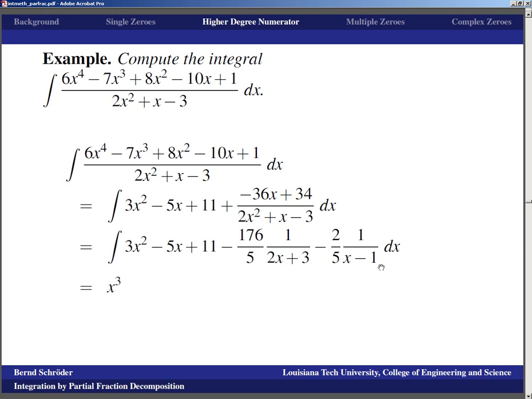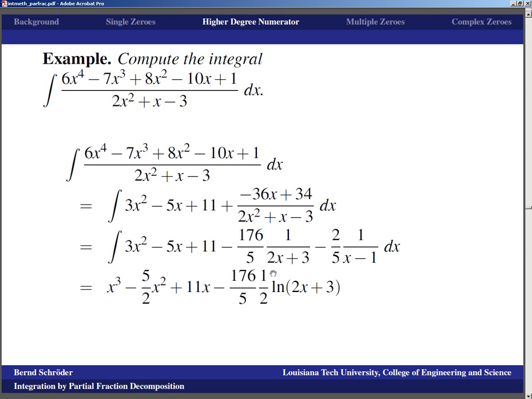minus 1. And when we integrate that, well, the antiderivative of 3x squared is x cubed. Antiderivative of negative 5x is negative 5/2 x squared. The antiderivative of 11 is 11x, of course. Now it gets interesting. Here we keep a negative 176 over 5. We will get a logarithm of 2x plus 3, but because we would have to do a substitution u equals 2x plus 3, we get an extra 1/2 here. So we get negative 176 over 5 times 1/2 ln 2x plus 3.